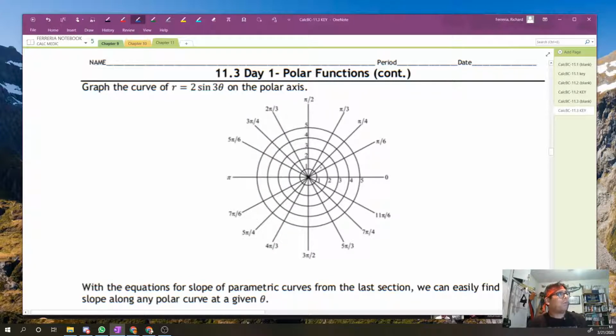So we need to figure out how many petals. Well, let's do that first. How many petals? n is 3. That's odd, so we have 3 petals. Good. a is 2, so the petal length is 2. We have no petal on the positive x-axis. So how do I arrange 3 petals so I have at least 1 petal in the first quadrant, and we're symmetric about the y-axis?